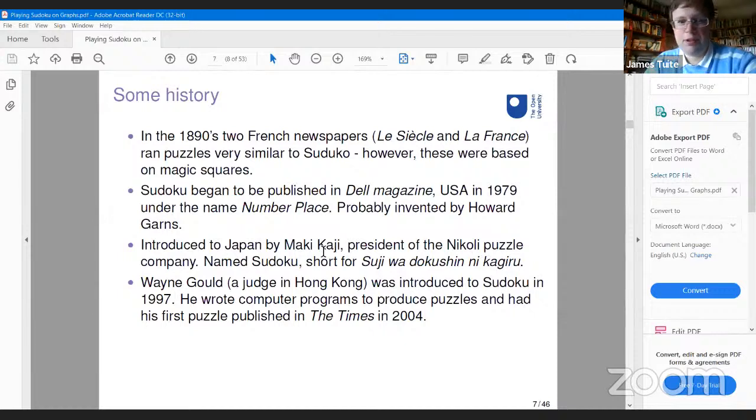Okay, why does it have a Japanese name? Well, it was introduced to Japan by the president of a puzzle company, and it was named, please excuse my Japanese here, if anybody speaks Japanese, it was called Suji wa Dokushi ni Kagiru, shortened to Sudoku, which means all of the numbers have to be single. But there was a judge in Hong Kong who really loved that puzzle and introduced it back to the West. He created his own programs and got them published in the Times eventually. And as you know, everybody knows about Sudoku now.